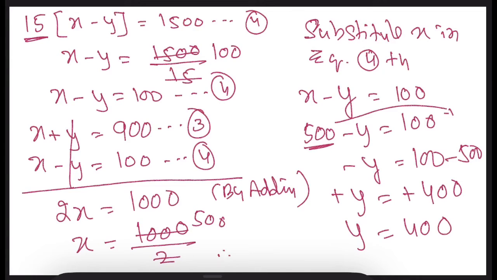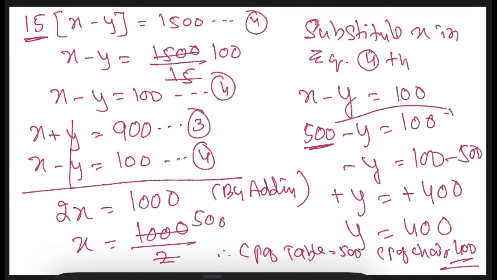Therefore, what is the cost price? CP of table equals 500. CP of chair equals 400. समझ में आ गया? I hope you all understood. Now let's do the second question.